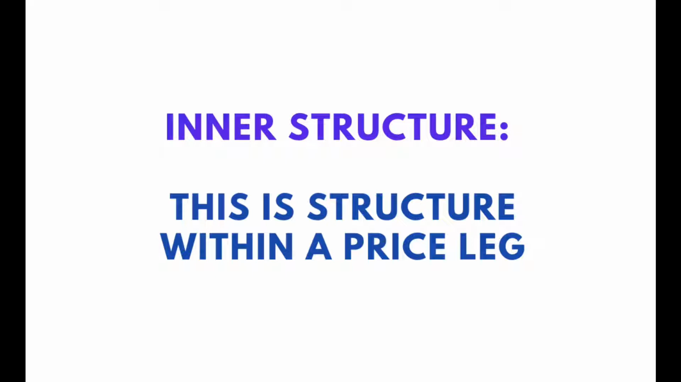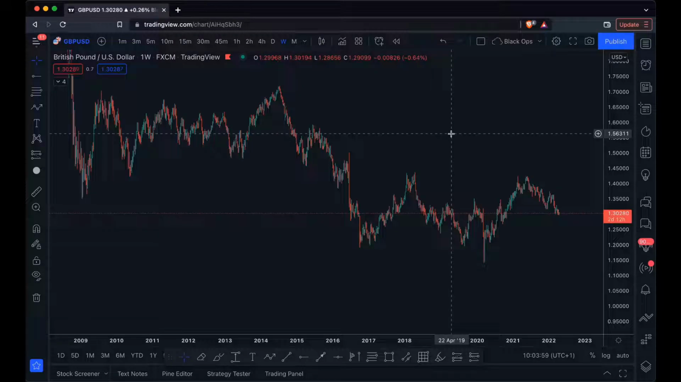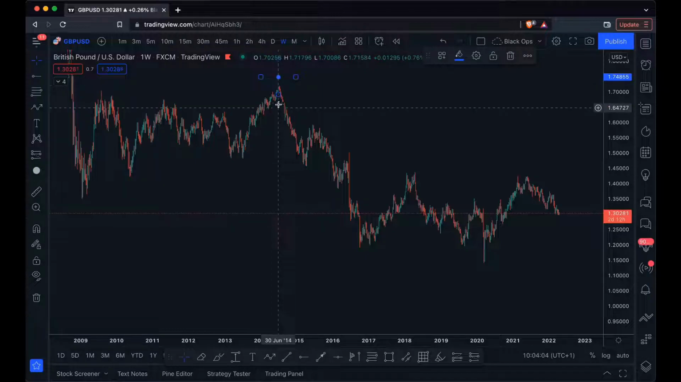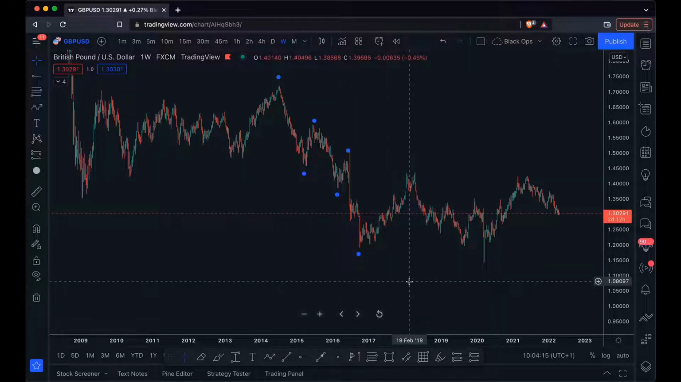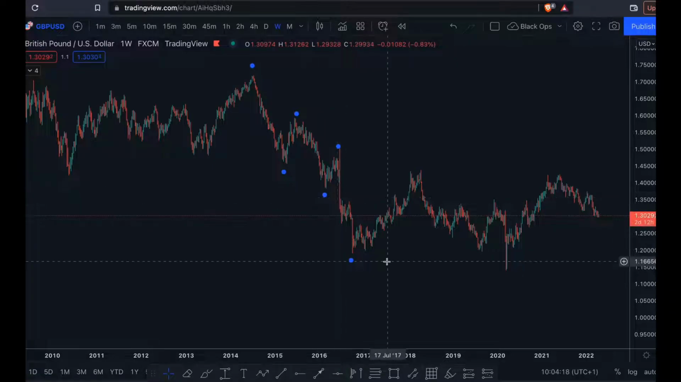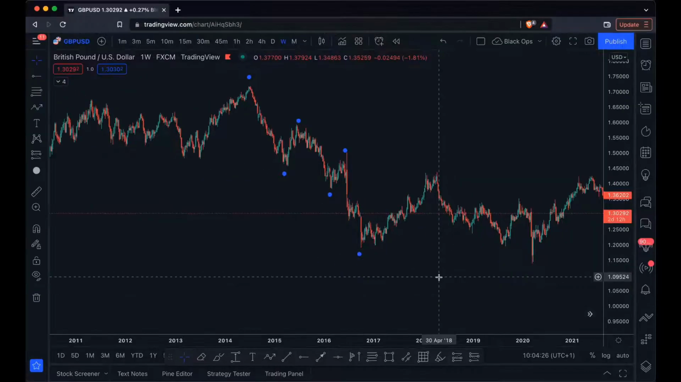So if we look at GBP USD over here on the weekly time frame, we can go about marking out structure. Let's start off over here. We have a high, we have a low, we have a lower high, we have a lower low, we have a lower high, and then we have a lower low. Okay, so these are our price legs. I'm not going to count this bit because it looks to me like a distribution. So price came, distributed, and then dropped lower. Now, where's the inner structure?